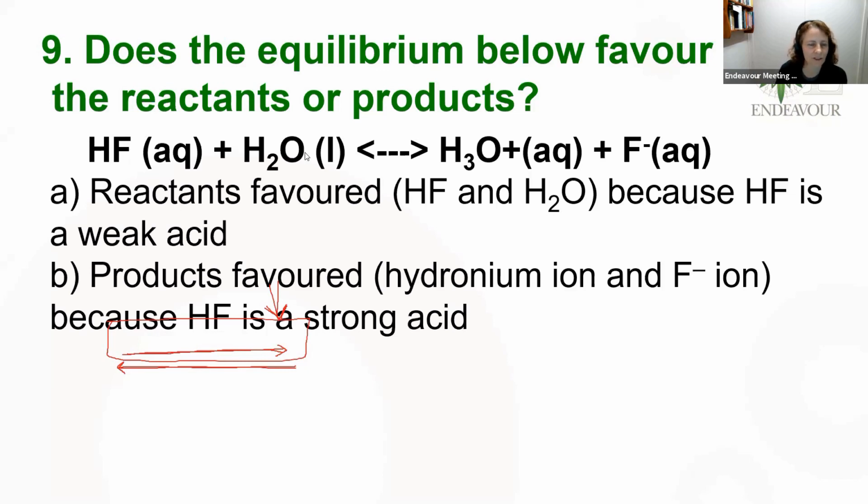So the question is, are the reactants favoured, the reactants being the hydrofluoric acid and the water, as it's a weak acid, or are the products favoured because it's a strong acid? Would it be A? Yep, because it's a weak acid, so the reactants are favoured. So the reaction isn't going to go in the forward direction as much as it's going to go in the reverse direction.